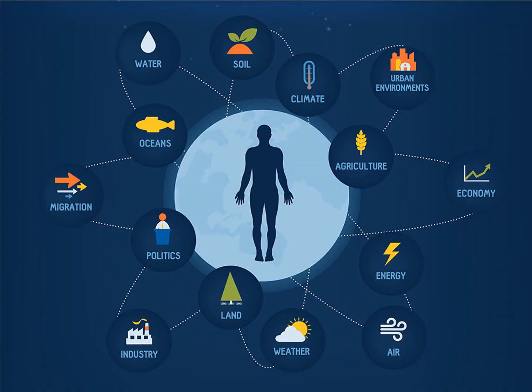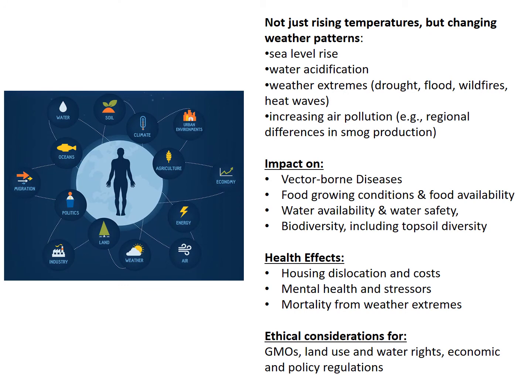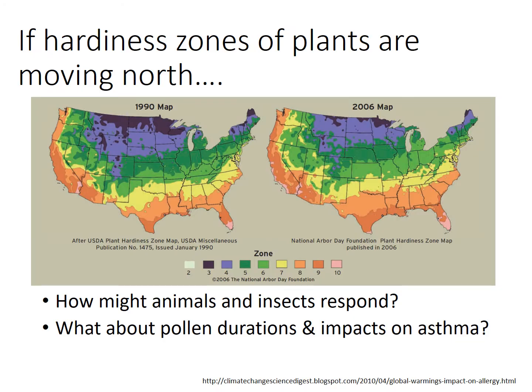So you've seen this before about how different aspects of planetary health can impact human health. So for example, all of these things are going to have an impact on the way that we interact with our environment. One of the examples might be the hardiness zones of plants. This is the USDA plant hardiness zone map from 1990 and 2006. And you can see that the cold regions are going farther north, for example, and we're going to see differences in where we're getting precipitation and lots of other things.